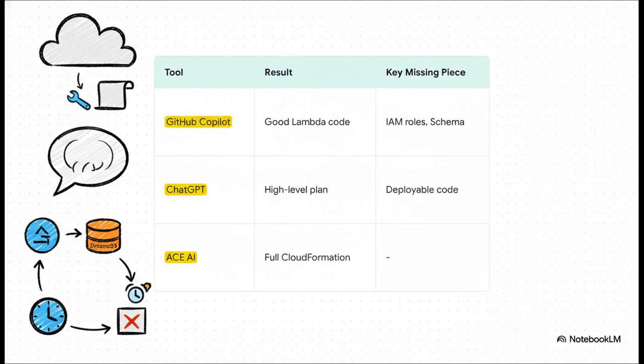You ask these tools to build a fault-tolerant data pipeline. Copilot gives you some decent Lambda code, but it totally misses the IAM roles and the database schema. ChatGPT just gives you a high-level description of the architecture. But ACE spits out a complete CloudFormation template with everything: the Lambda, the DynamoDB table, an SQS dead letter queue, even the retry logic and CloudWatch alarms, the whole shebang.